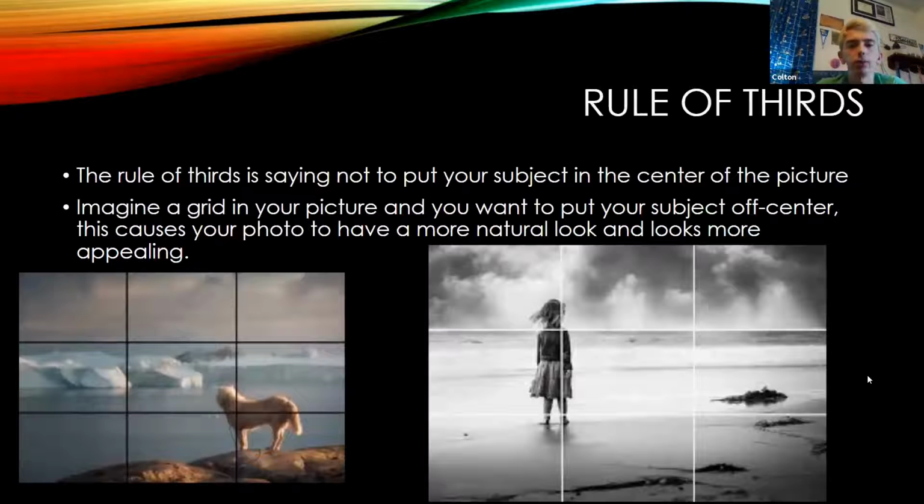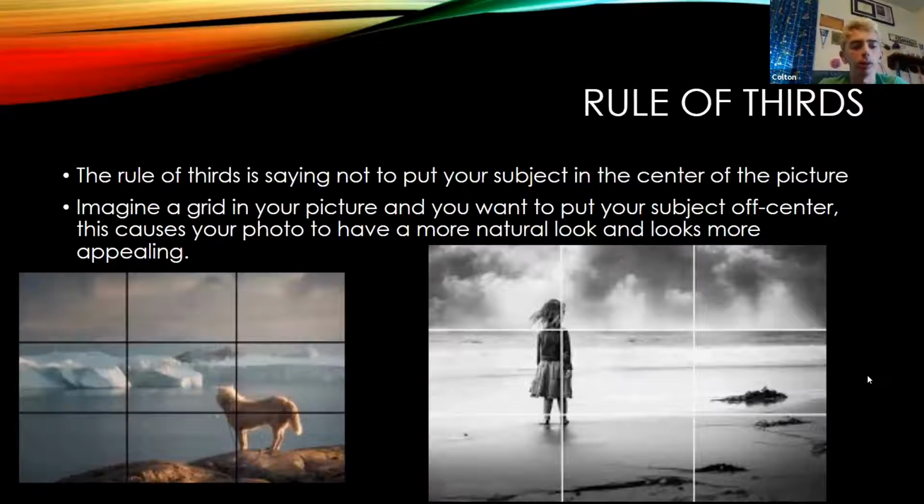Rule of thirds. If you've heard about photography, you've probably heard about this rule. It's one of the most common rules in photography. So the rule of thirds is saying don't put your subject in the dead center of the picture, because after a while that might get lame or boring.